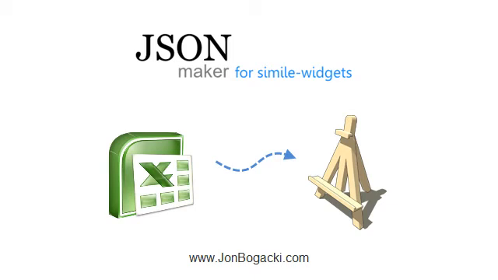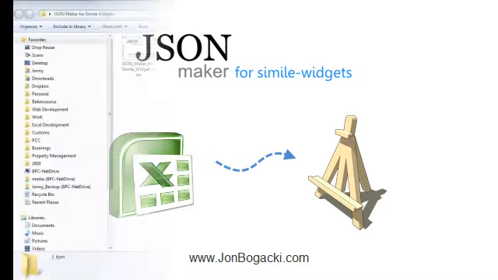JSON Maker for Simile Widgets is designed to make it easy to create an Exhibit-compatible JSON file from one or more Excel spreadsheets of data. It provides an easy interface for setting up your data types, properties, and for the conversion of the data itself into an Exhibit JSON format.